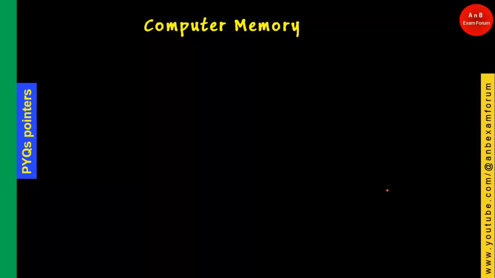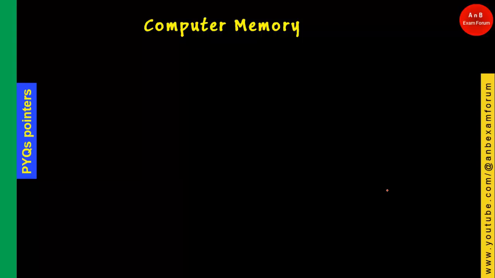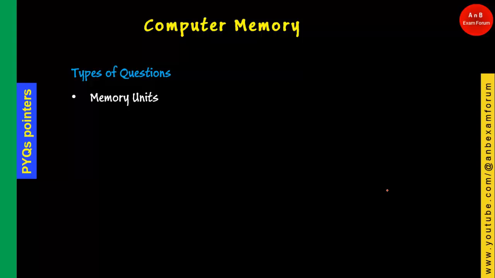Let's see the next topic from computer awareness. It is computer memory. Student, in this particular chapter, you will find these types of question. The first one and the very important one is related to memory units, basically their conversion also. Like 1 GB is equal to how many KB? Such type of question can be asked from this particular subtopic.